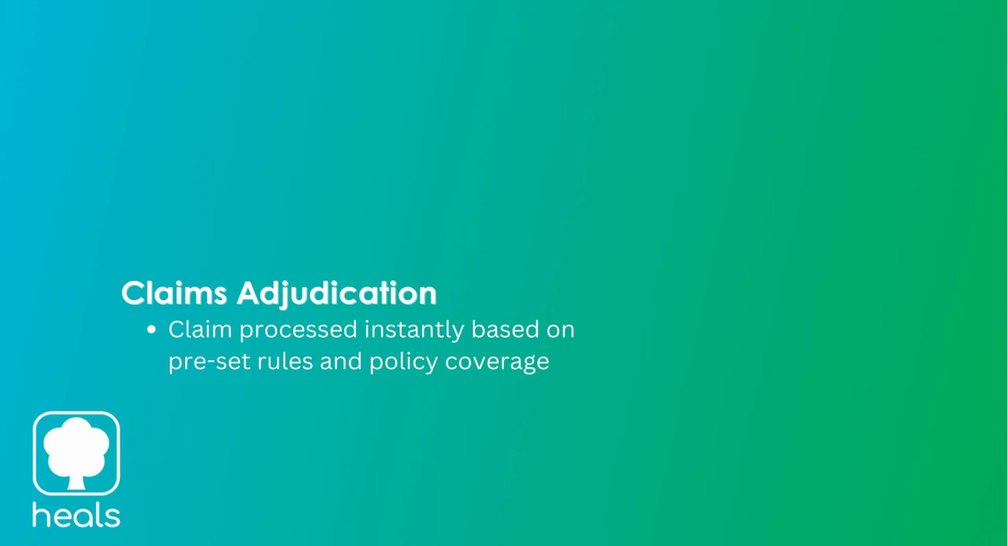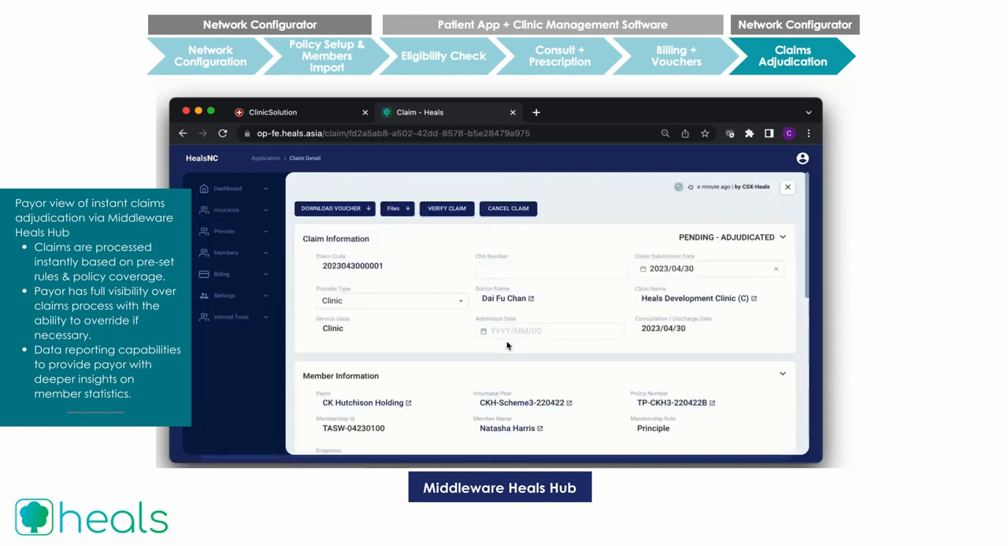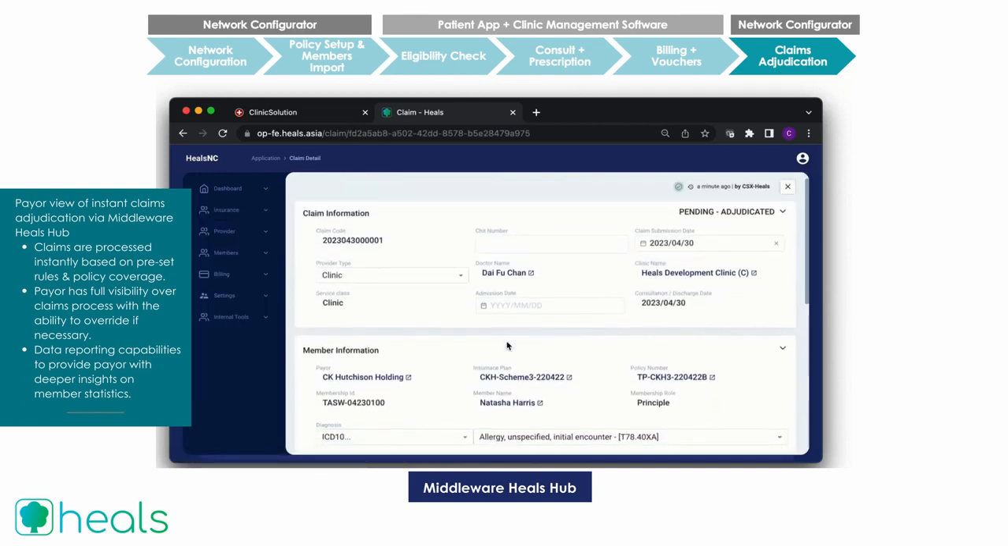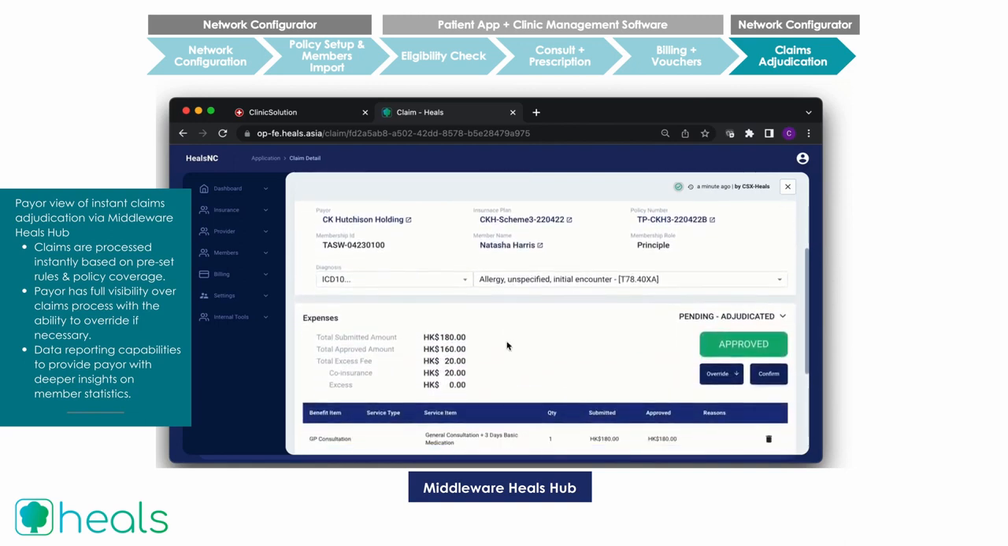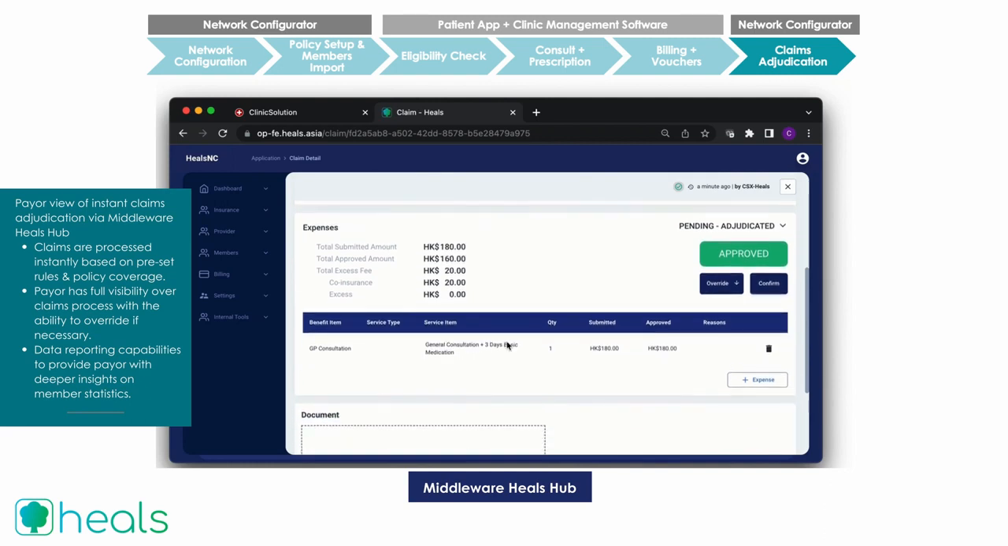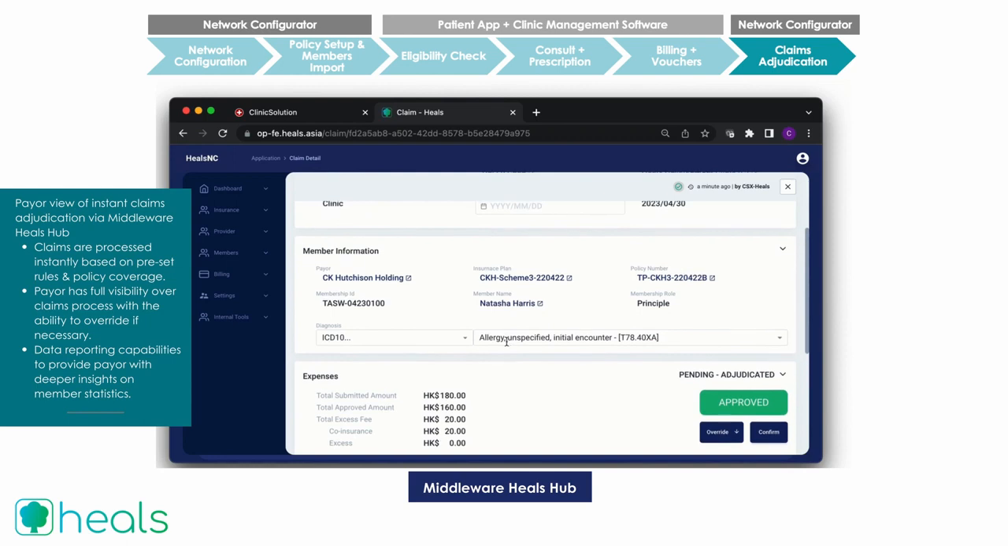The last step shows the instant claims adjudication, where the claim is immediately visible within the middleware Heels hub following submission. We are now looking at the payer view within the middleware Heels hub, where you can observe that the claim appeared instantly following submission. This is made possible based on the preset rules and policy coverage that is present with the system as demonstrated earlier. All of the details are present within the claim, such as member information, insurance plan and policy number, and the diagnosis and relevant ICD-10 code.